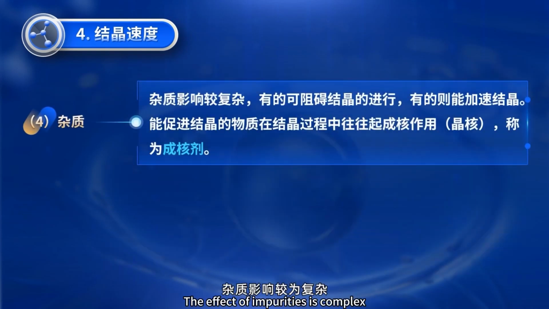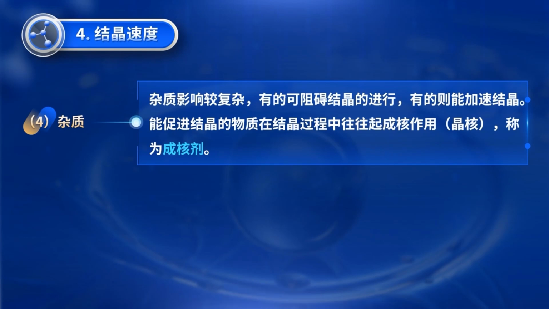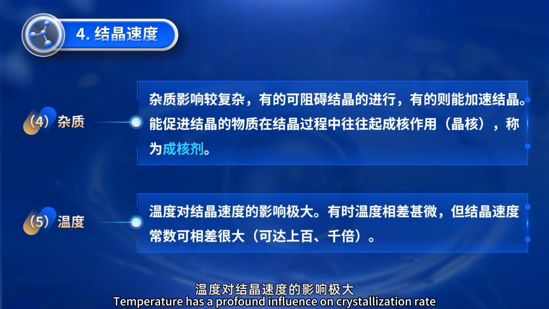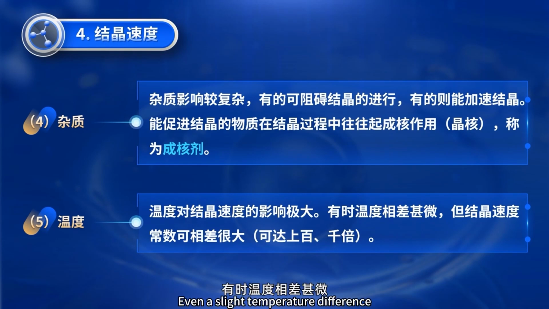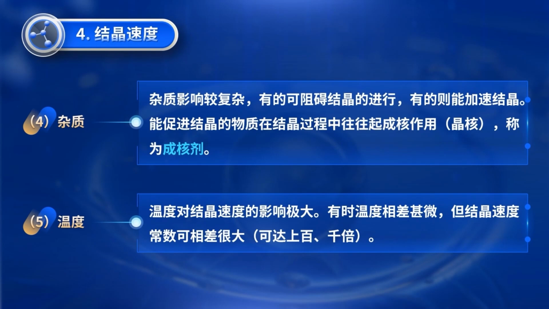The effect of impurities is complex. Some may hinder crystallization, while others may promote it. Substances that promote crystallization often act as nucleating agents during the crystallization process and are referred to as nucleating agents. The final factor is temperature. Temperature has a profound influence on crystallization rate. Even a slight temperature difference can cause the crystallization rate to vary dramatically, sometimes by hundreds or even thousands of times.